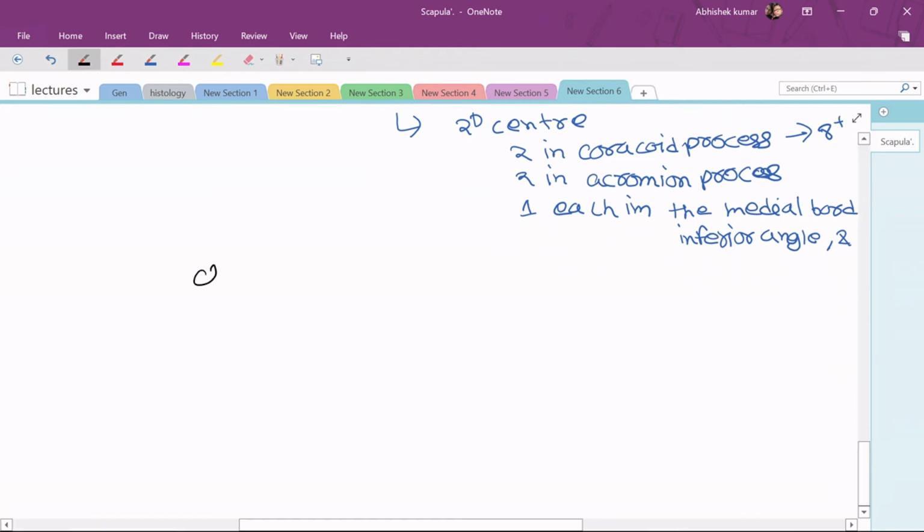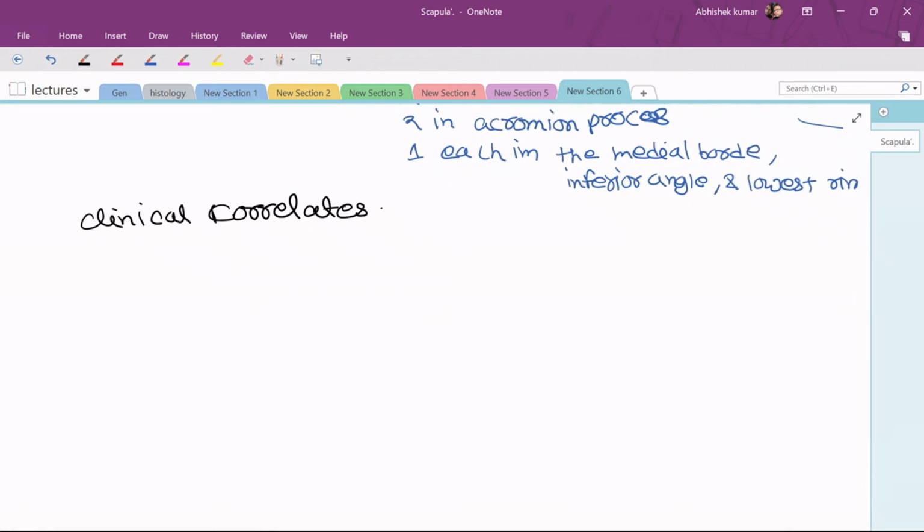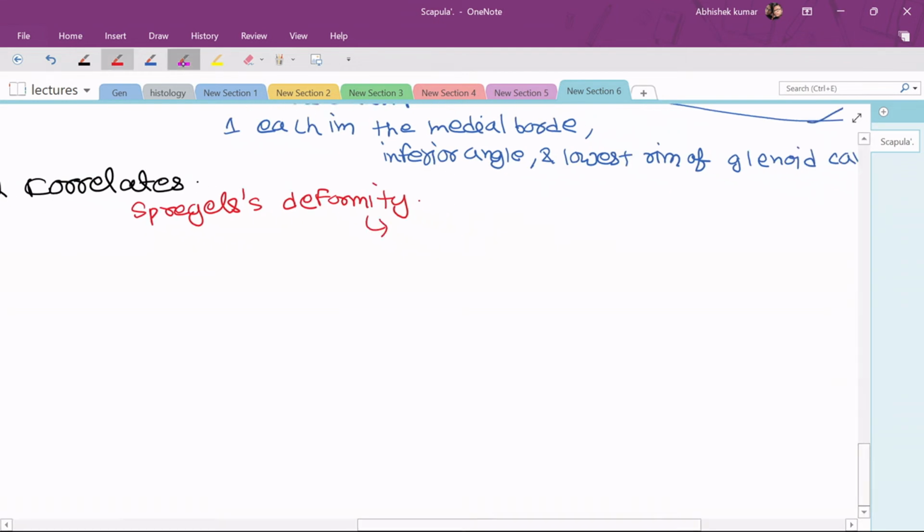Now let's talk about some clinical facts about the scapula. There is a deformity of the scapula that is known as Sprengel's deformity. And what happens in this is that, first of all, it is congenital.